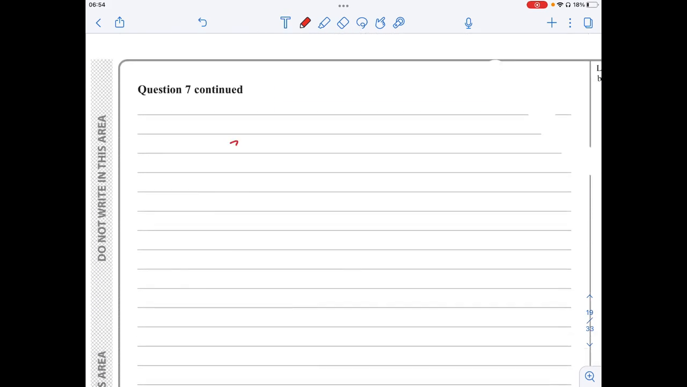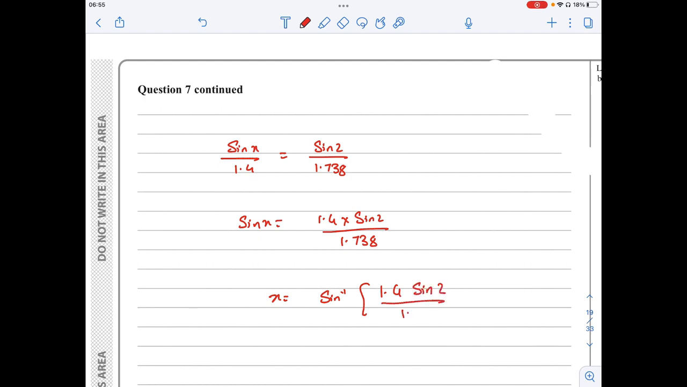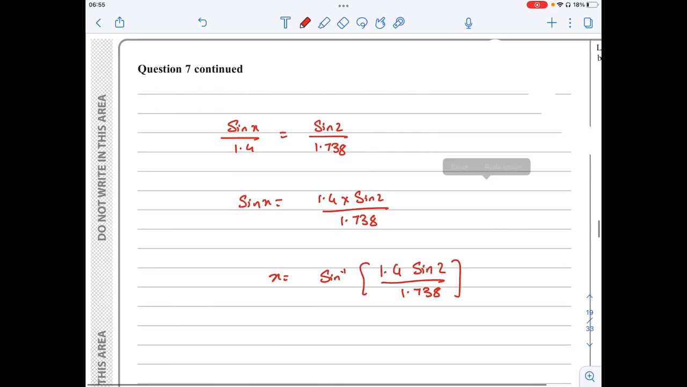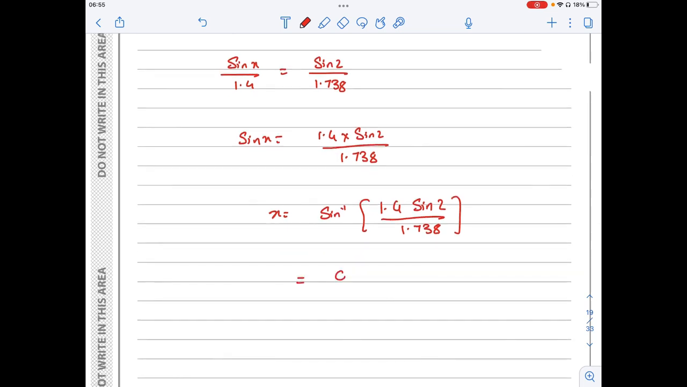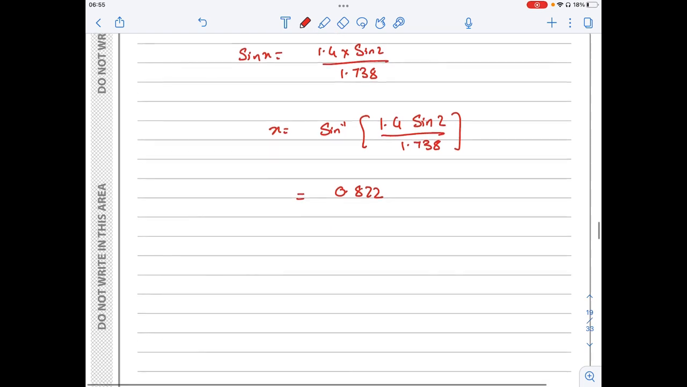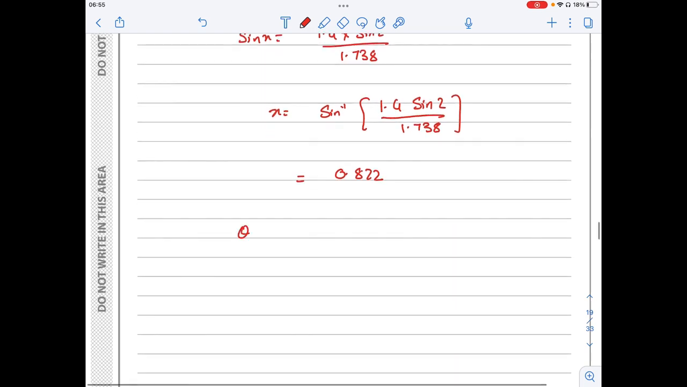So sin x upon 1.4 equals sin 2 upon 1.738. So sin x equals 1.4 times sin 2 divided by 1.738. So x equals sin inverse of 1.4 times sin 2 divided by 1.738. Now that becomes, what is that? 0.822. Now because the total theta equals 2x, which is 2 times 0.822, which becomes 1.64. That's going to be the answer.